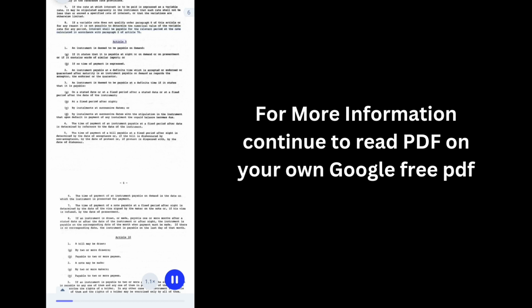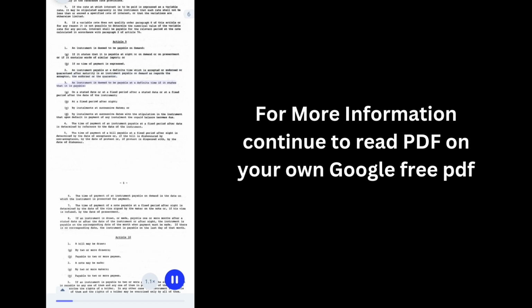Article 9. 1. An instrument is deemed to be payable on demand if it states that it is payable at sight or on demand or contains words of similar import, or if no time of payment is expressed. 2. An instrument payable at a definite time which is accepted or endorsed or guaranteed after maturity is an instrument payable on demand as regards the acceptor, the endorser or the guarantor.